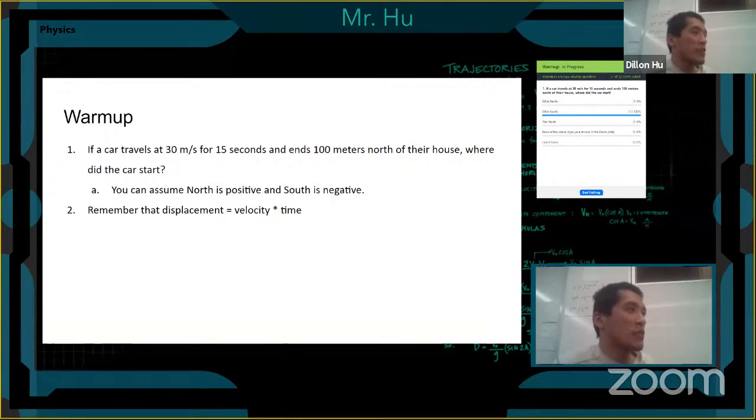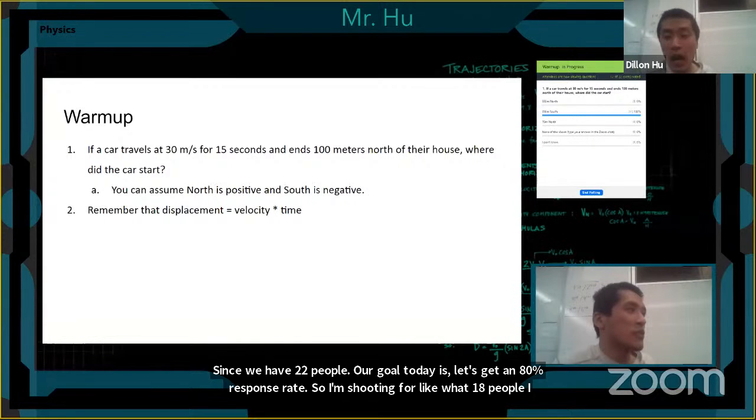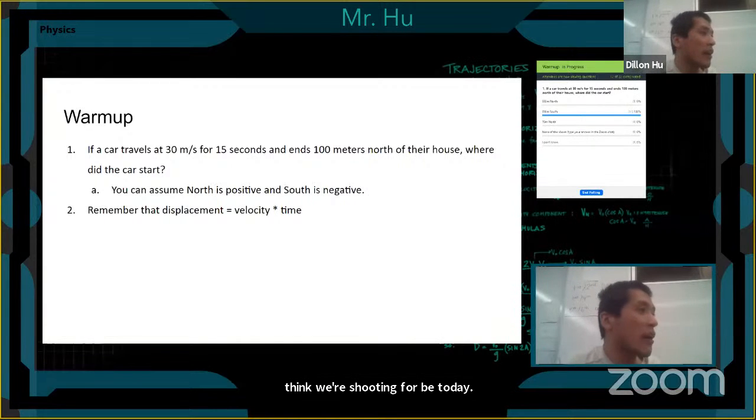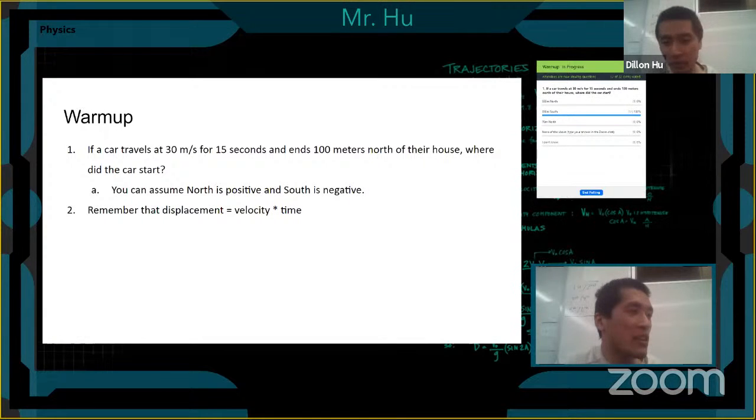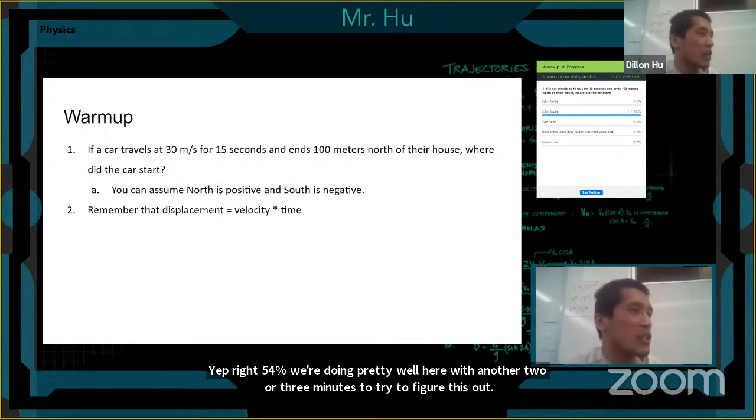If a car travels at 30 meters per second for 15 seconds and ends up 100 meters north of your home, where did the car start? You can assume that north is positive and south is negative. Just remember that displacement is velocity times time.